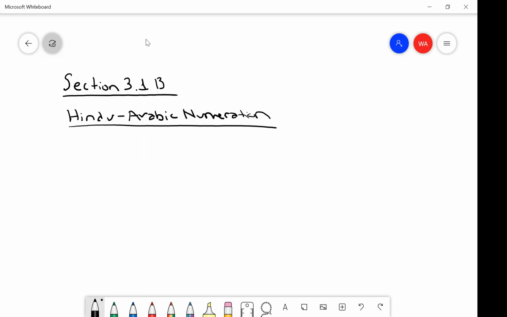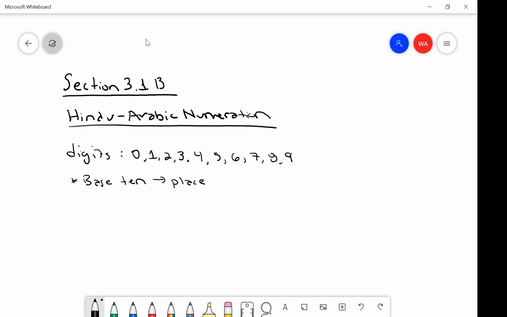So our number system, we can credit to Hindu and Arabic mathematicians who came up with this system of writing numbers. So we use the digits 0 through 9. So we have 10 digits that we use. Our number system is base 10. And depending on where the digit is, it is representing a specific place value. So this has to do with our place value system.